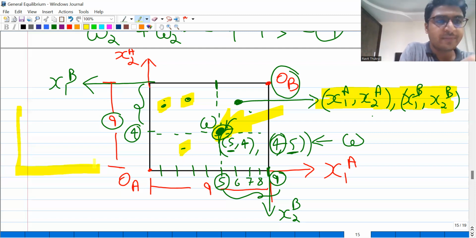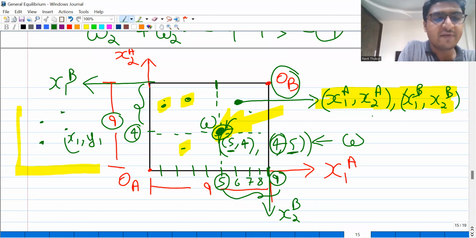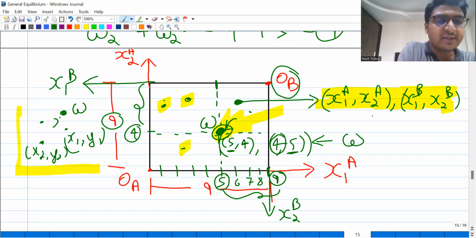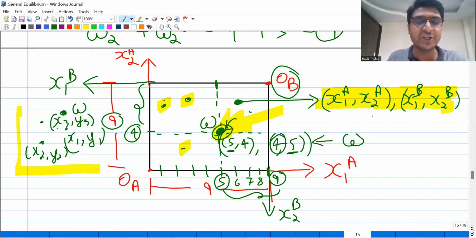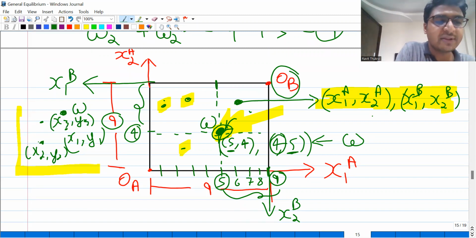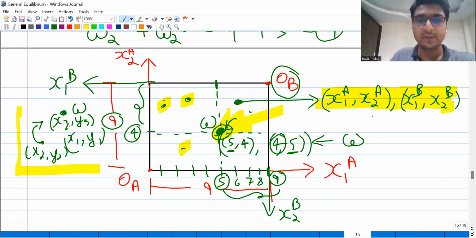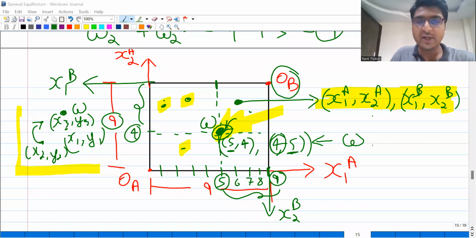It's just like all these points are xy points. So this is x1, y1, this is x2, y2, but you are calling a particular point omega. That's it. This is x3, y3, but it is also omega. Omega is the endowment that they initially have. Otherwise you can redistribute this endowment and go to any other point. So that's it for the Edgeworth box.